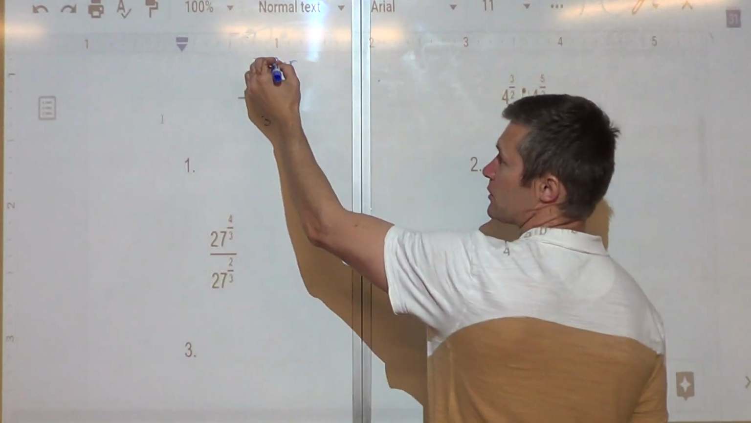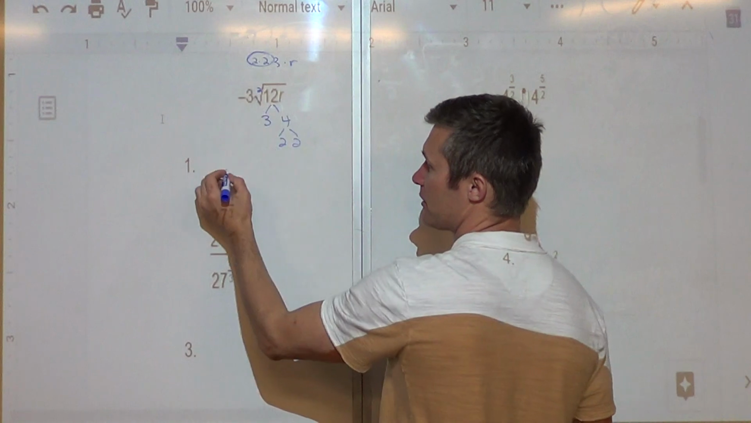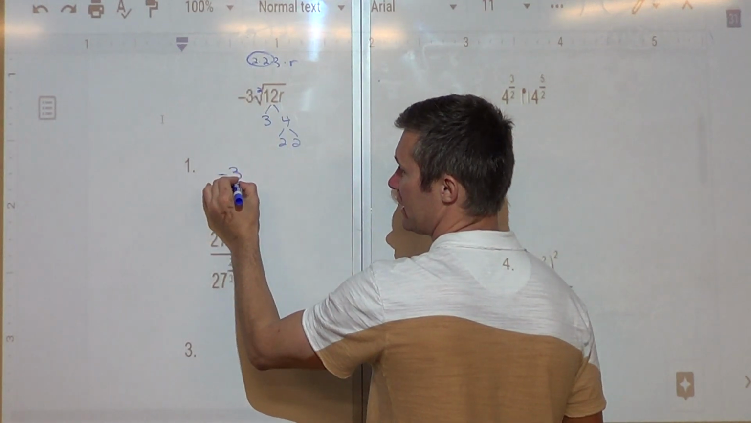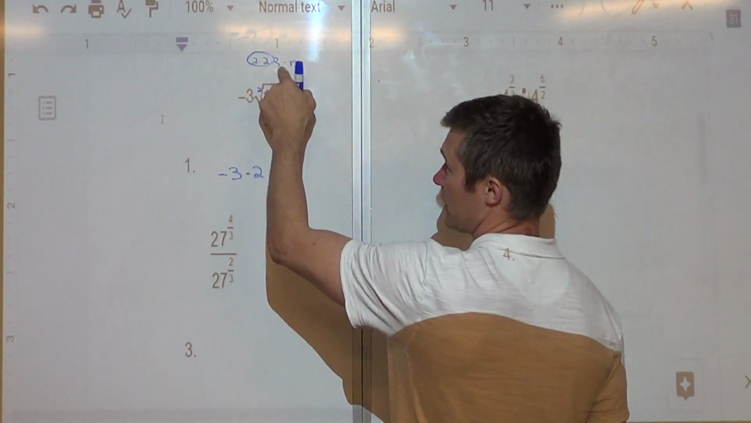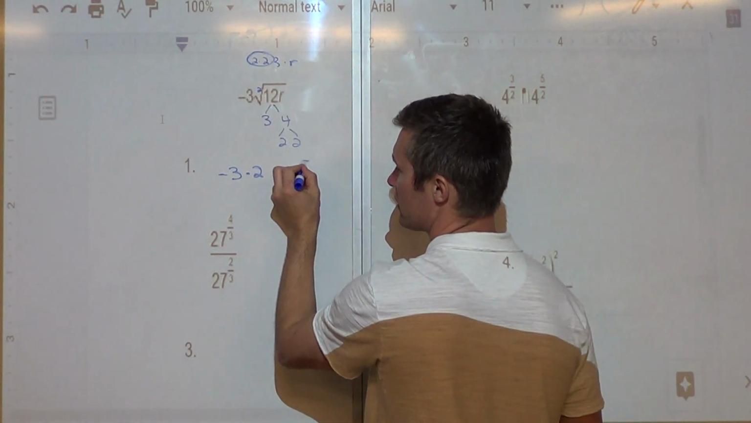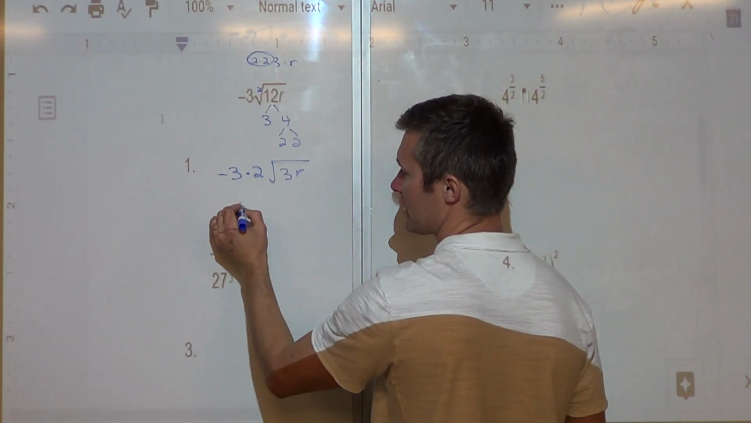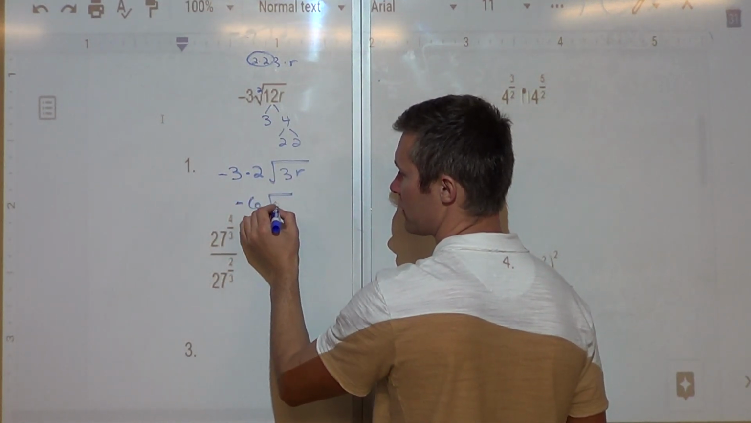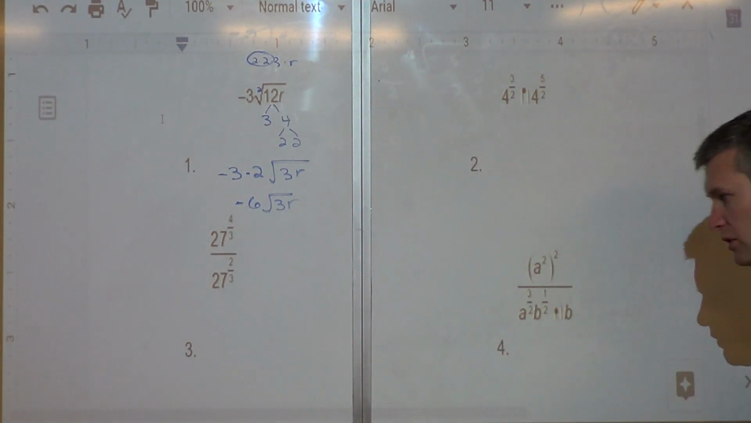Radical means I need groups of 2. So I have a group of 2 right there. So I take that and I put it in front. So my answer would be negative 3 times 2. Then I still have a 3 and an r left over. So that would be 3r. And then negative 3 times 2 is negative 6, square root of 3r. So that's the first one as we look at it.